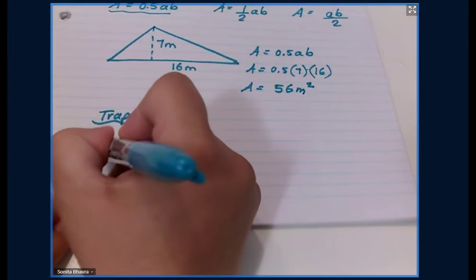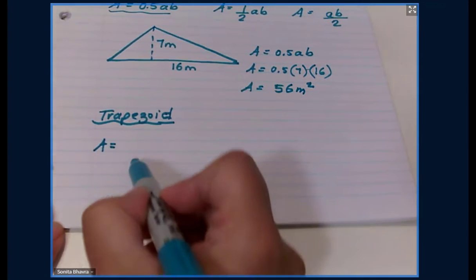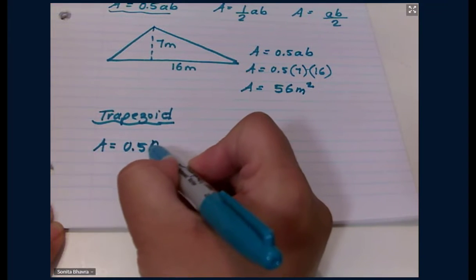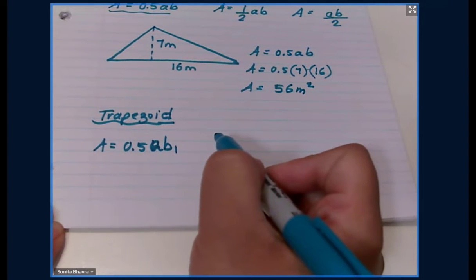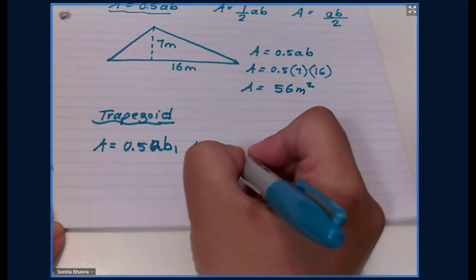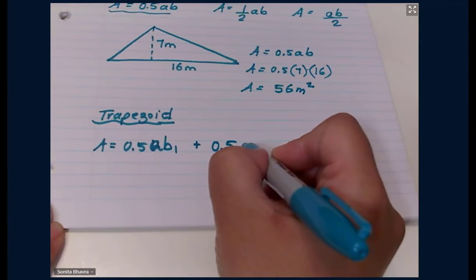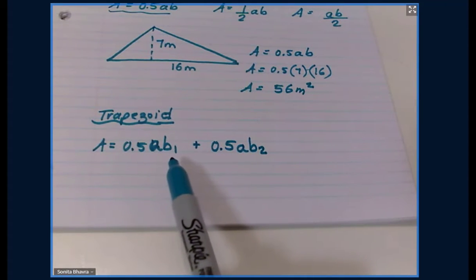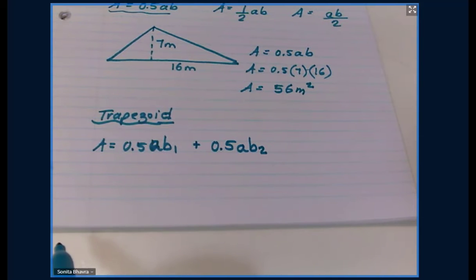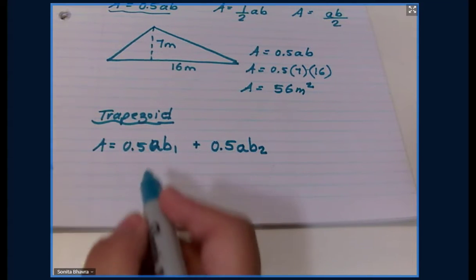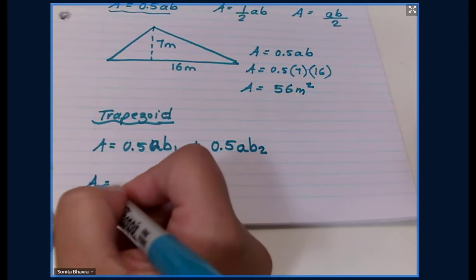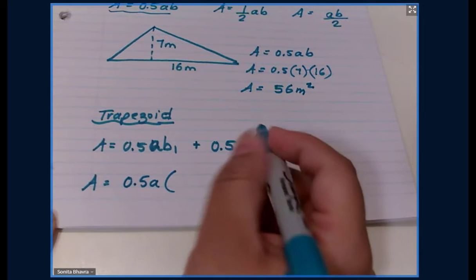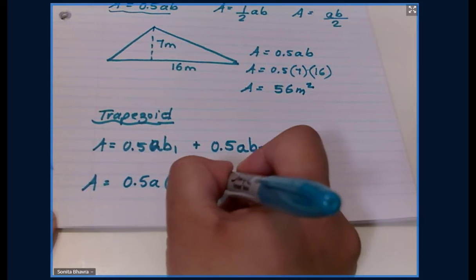The first one is area equals 0.5 multiplied by A B1 plus 0.5 multiplied by A B2. So B1 represents base 1 and B2 represents base 2. The other formula, which I find is a little bit simpler, is 0.5A, and then in brackets we have base 1 plus base 2.